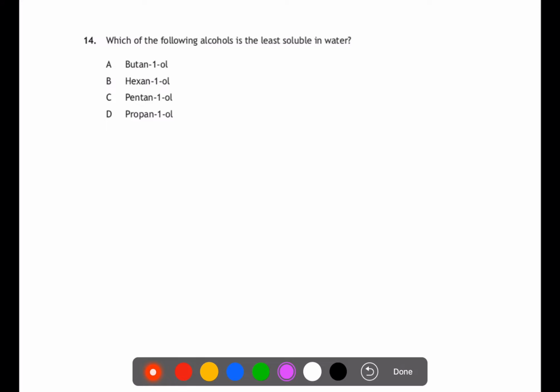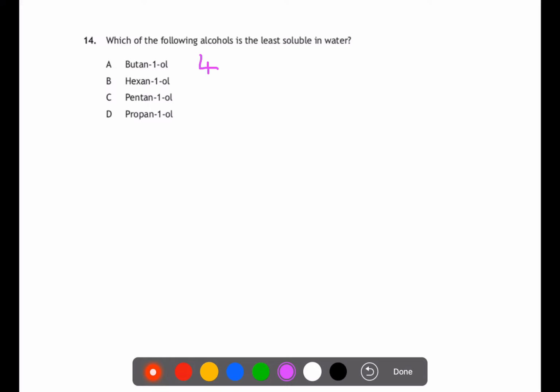Question 14. Which of the following alcohols is the least soluble in water? So alcohols are soluble in water because they have an OH group which can interact with water. However, the larger the alcohol, the less soluble it becomes as the carbon chain gets longer. Here we have 4 different alcohols, so we just need to know how many carbons are in the chain.